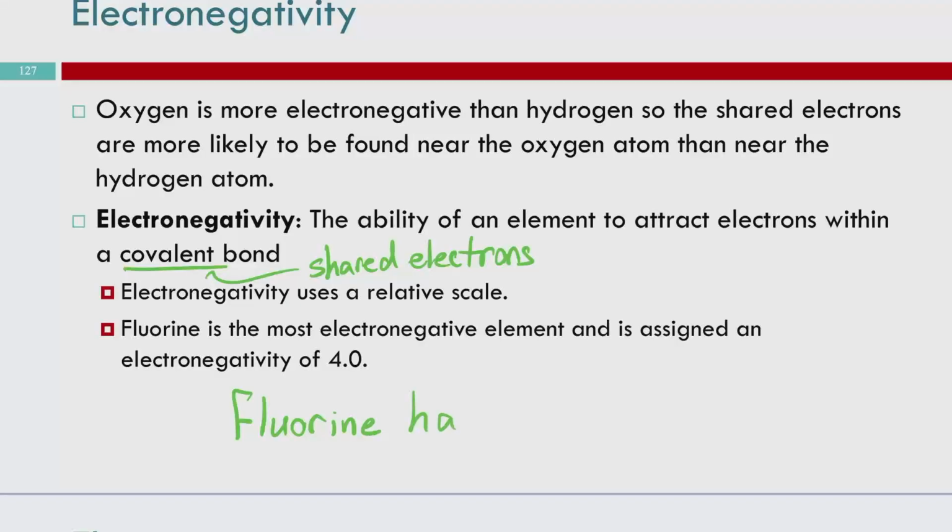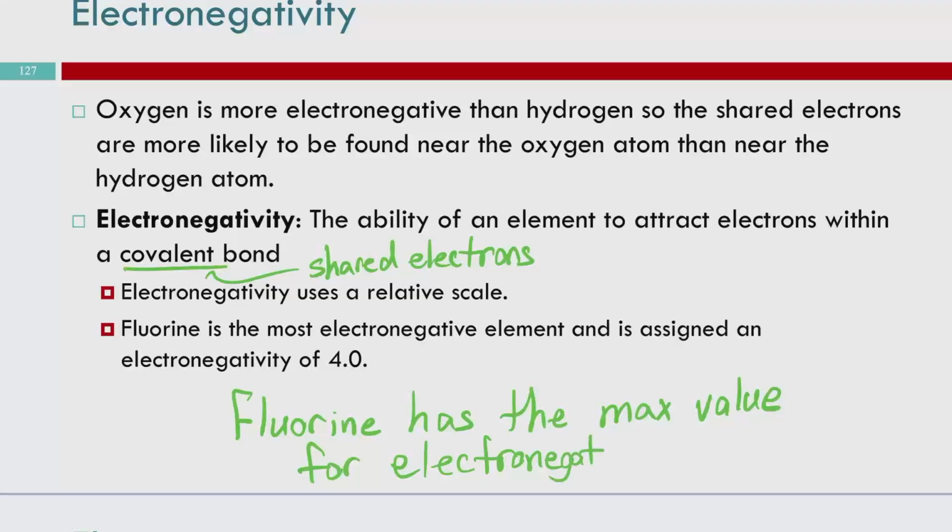Fluorine has the maximum value for electronegativity, which is 4.0. It's the same as our GPA scale. There's no AP classes for electronegativity.